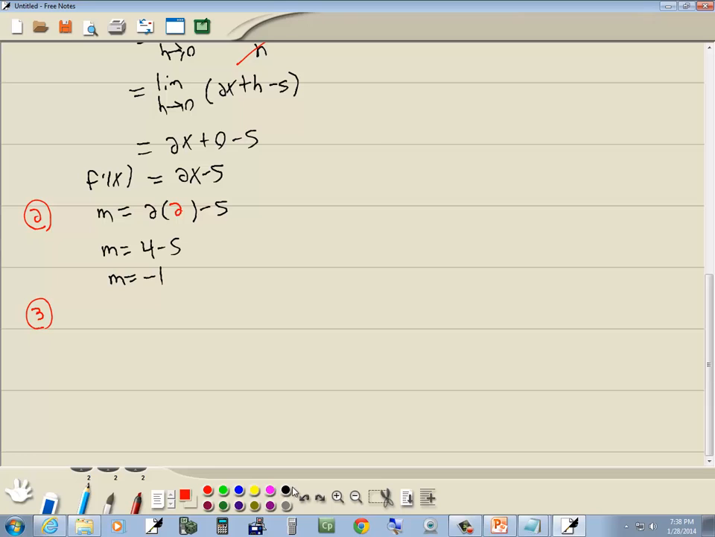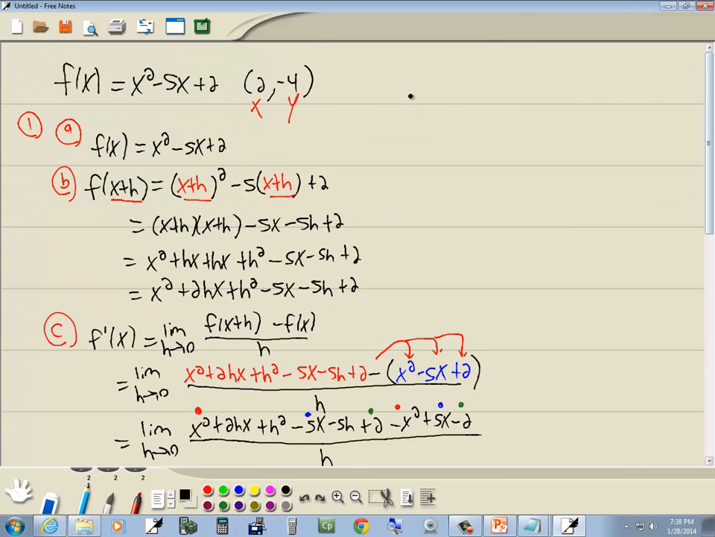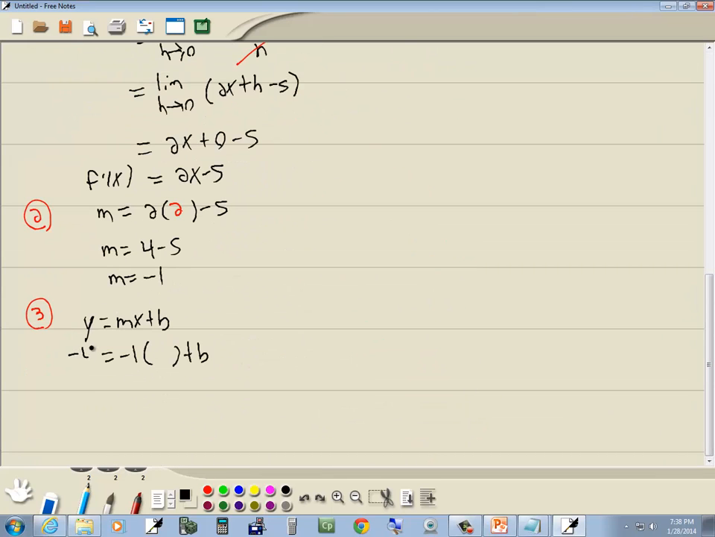Step 3. We've got y equals mx plus b. Now we'll plug in the m we just found in step 2, which is negative 1. Now we're going to plug in the x and y of our point. And again, x is 2, y is negative 4. So put negative 4 in for y and put 2 in for x. And then we want to solve for b. Negative 1 times 2 is negative 2 plus b. Takes negative 2 to the left side, becomes a positive 2. Negative 4 plus 2 gives us negative 2, so b is equal to negative 2.